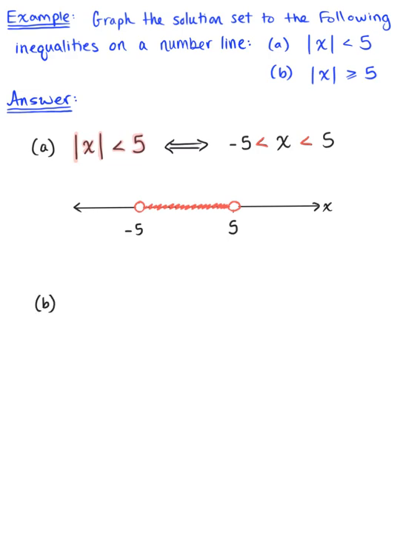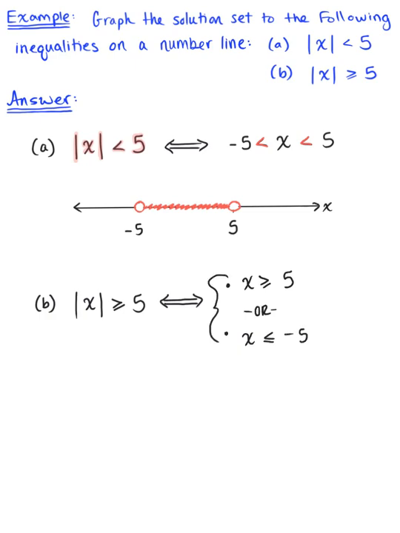Now with part B, here we have that the absolute value of x is greater than or equal to positive 5. Now again, thinking back to the definition, we know that this is equivalent to two possible cases. We know that this is telling us that x is going to be greater than or equal to positive 5, or that x is going to be less than or equal to negative 5. So we have two separate cases here that we need to think about on our x number line. Right? We can't write these two cases as a single inequality.